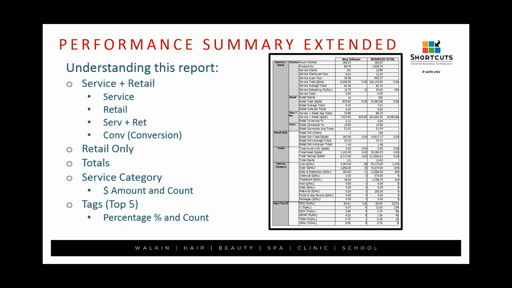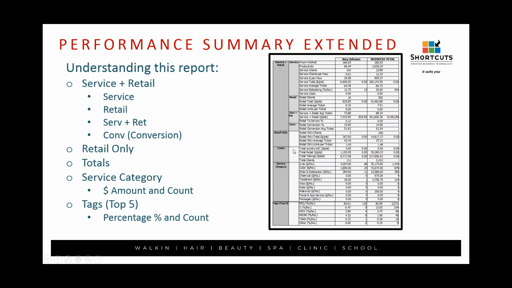The next section is the retail only section. This is where I can see retail only clients, retail only total, retail only average ticket. That section is labeled retail only and it breaks it down like that for you. The total section will give you your totals for those areas. So total sundry, total retail, total clients, and so on.